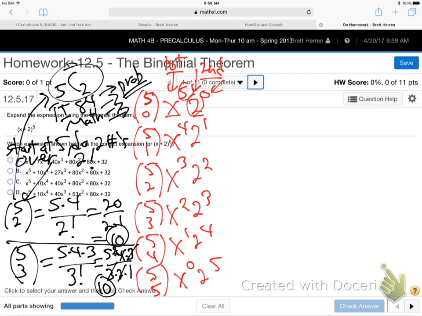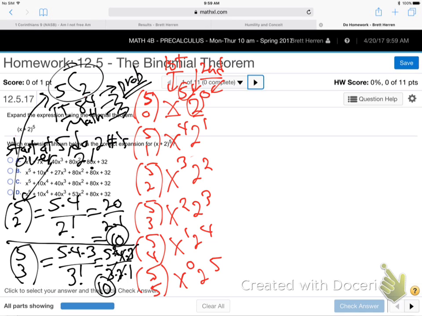Is that where it is? Am I remembering that right? Somebody have the TI? Is it under the nCr? Yeah, it's the nCr. That's it. Was that under the math button? Yeah. And way to the right. Okay. So if you want to do that, it's under the math button, way to the right.